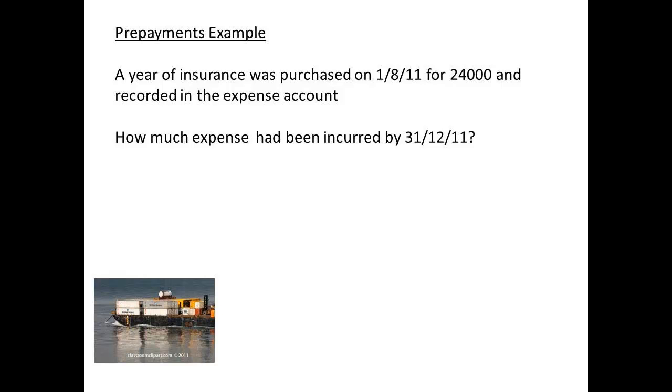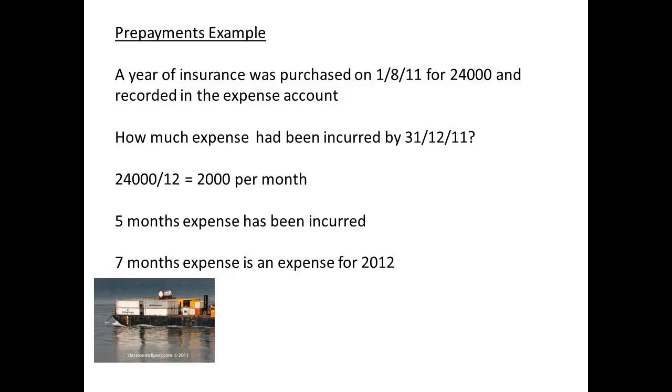Let us work through an example to illustrate this. A year of insurance is purchased on August the 1st for £24,000 and is recorded in the expense account for insurance. At the end of the year, on December the 31st, how much expense had been incurred? To work this out, we first need to know how much insurance has been paid each month. So we divide £24,000 by 12, which gives us a figure of £2,000 per month. From August to December is 5 months, so we have 5 months' expense, and the remaining 7 months is an expense for the following year.